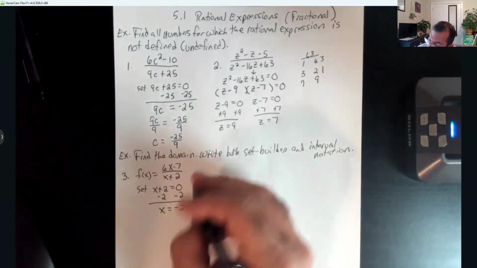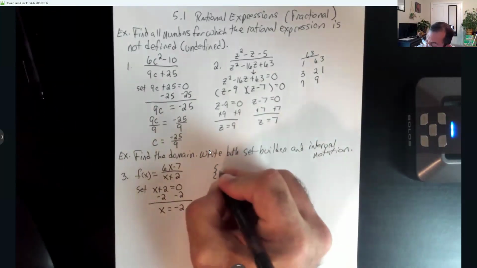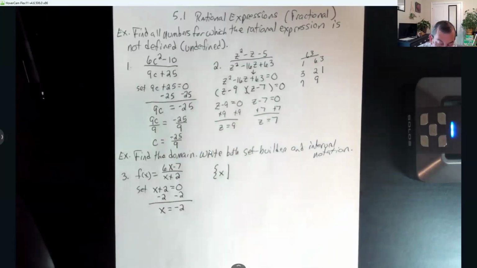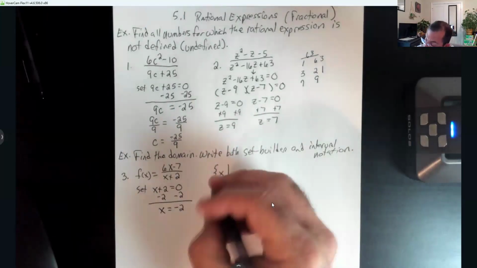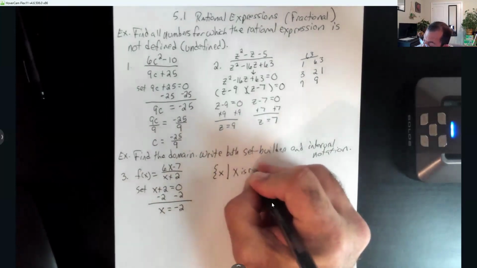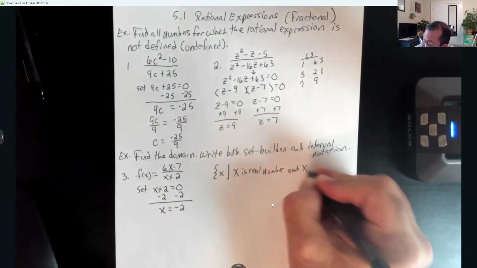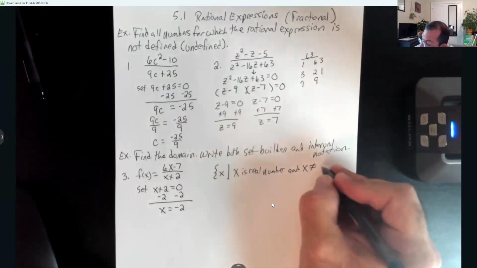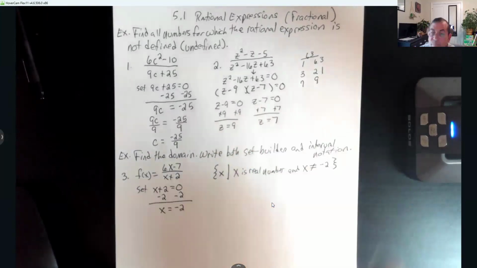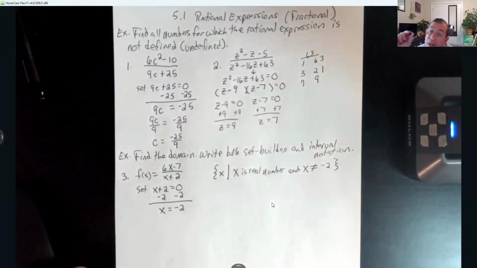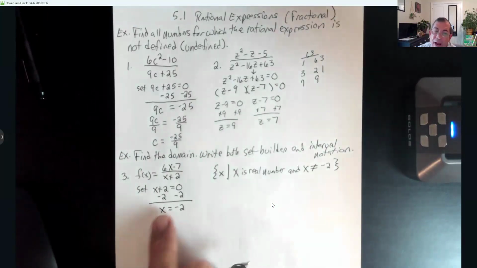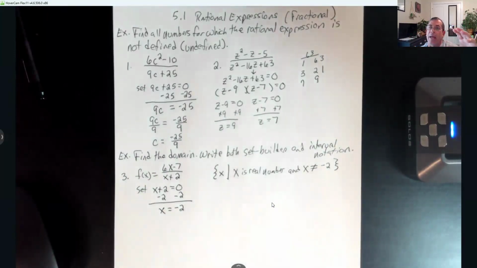So for my set builder notation, we would have x such that x is a real number and x cannot equal -2. All right, then you got interval notation. Now remember, when you're dealing with fractions, interval notation is going to start at -infinity and it's going to end at +infinity. And we use a union to kick out the numbers.